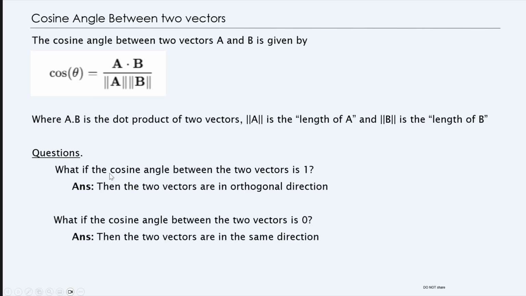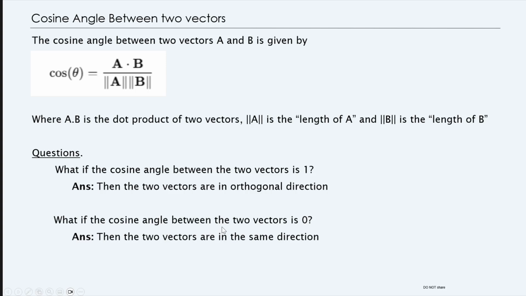We can ask questions like, what if the cosine of the angle between two vectors is 0? Then the angle is 90 degrees, so that means the two vectors are in orthogonal directions. This means maybe if they are documents, then one document has nothing to do with the other one.